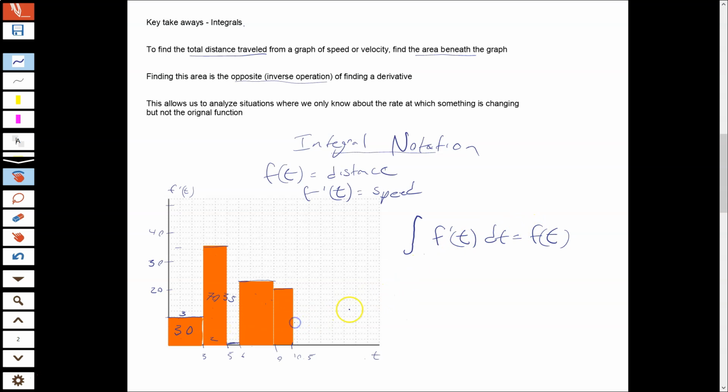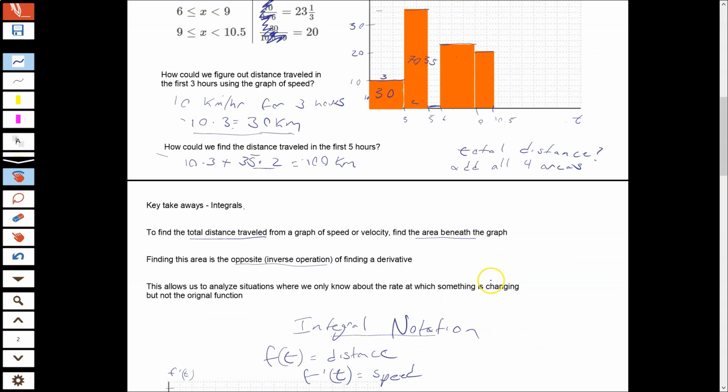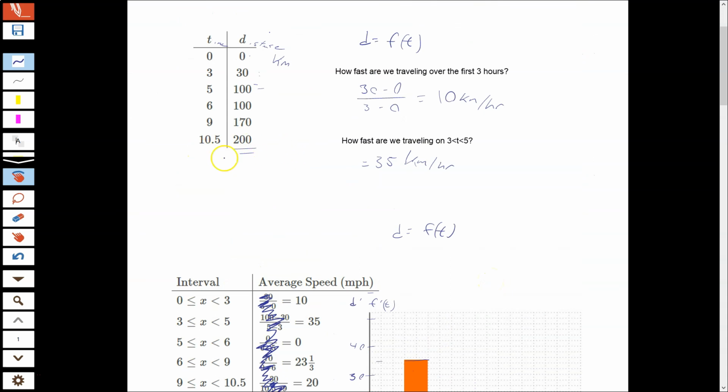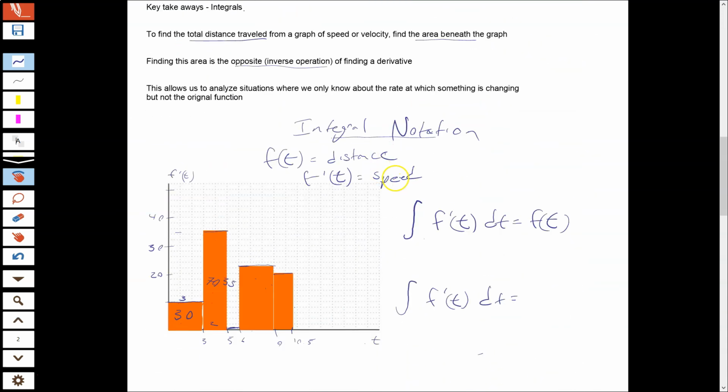In this case, remember we analyzed the total distance traveled. So here we could also say the integral of f prime of t dt equals, and remember if we go all the way back up, we know we traveled 200 miles total, equals 200. But we have to talk about specific times. So we traveled 200 miles in the time from 0 to 10.5 hours. So this is what integral notation looks like.